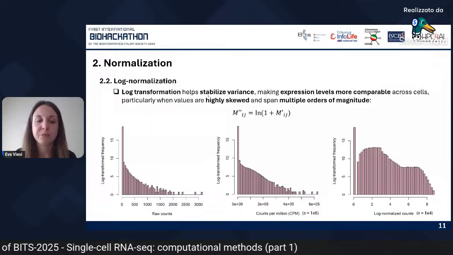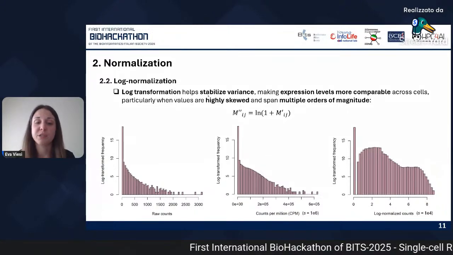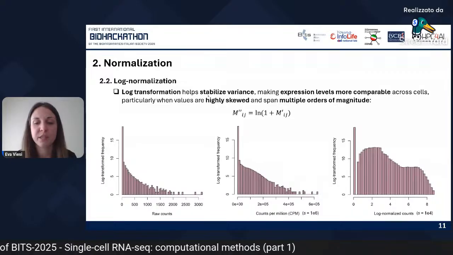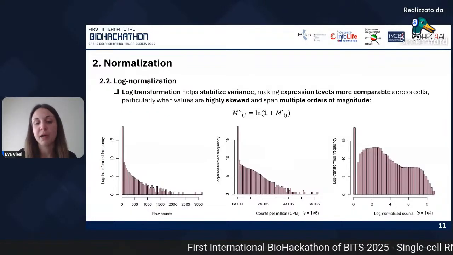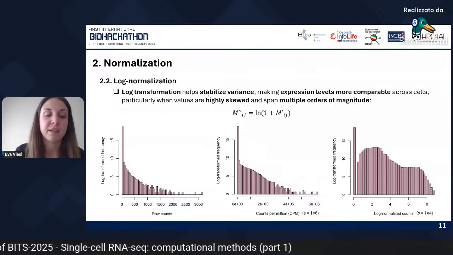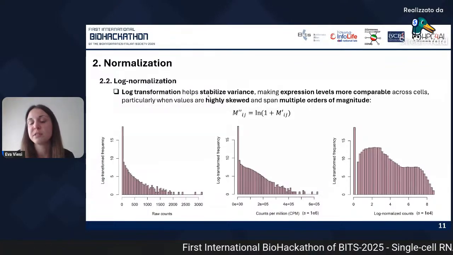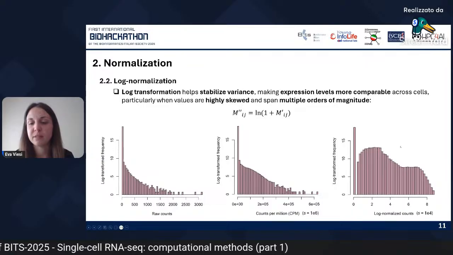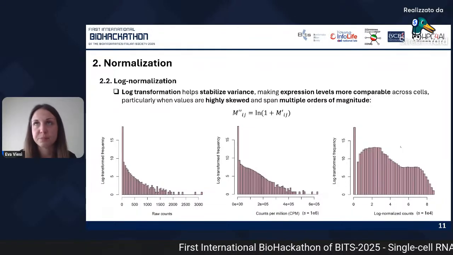This is a second transformation that is needed because in single-cell RNA sequencing data, gene expression values are often highly skewed, with many genes showing low counts and only few having very high counts, as we can observe in the bottom left plot of the raw data. Moreover, data typically spans multiple orders of magnitude, with genes having low expression and others being very highly expressed. Therefore, applying a log transformation to our raw counts helps stabilize the variance across genes and cells, making gene expression more comparable, as we can observe in the bottom right plot. So we have a more compressed distribution, and so the data is more comparable for downstream analysis.